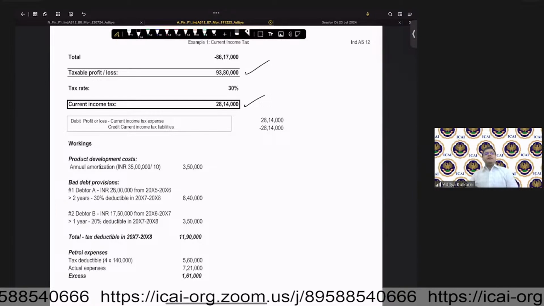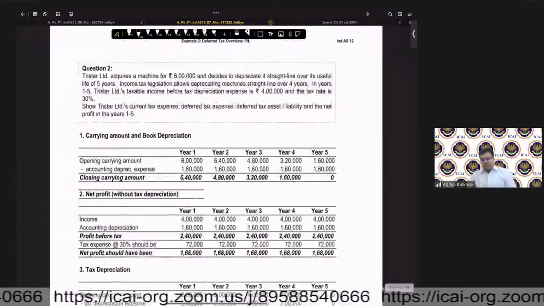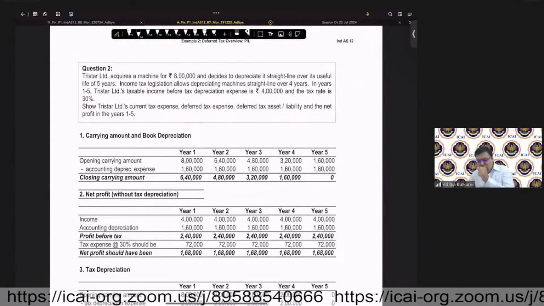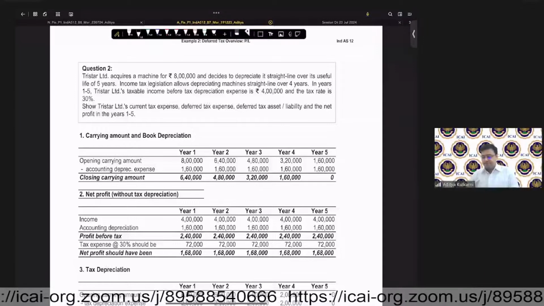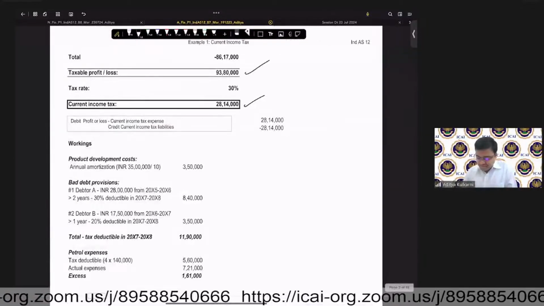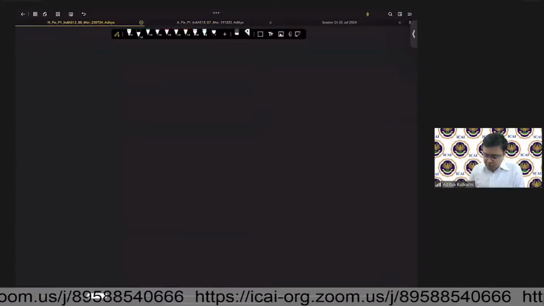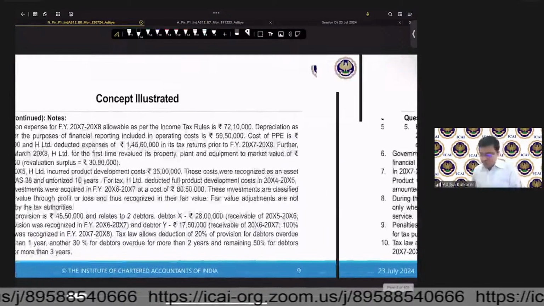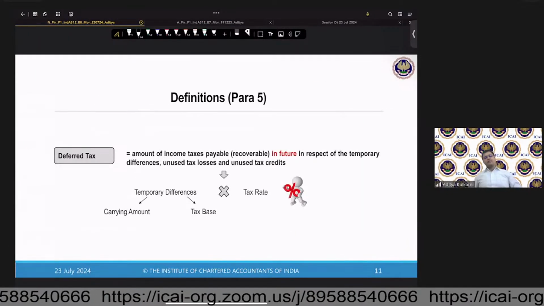Yes. So basically, you are preparing the statement of computation of total income. That's it. All right. Fine. So in this I don't have much to continue. So go through this question for homework. All right. Fine. Okay. What is deferred tax?